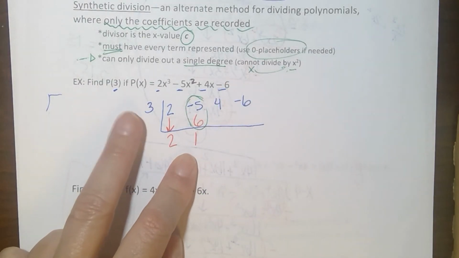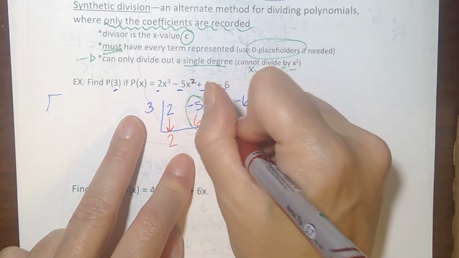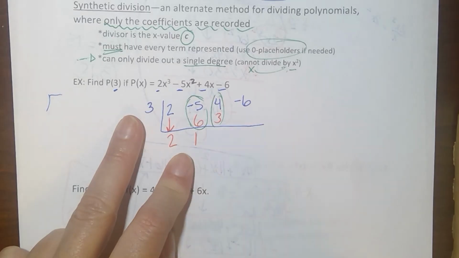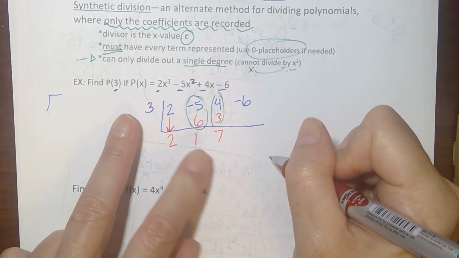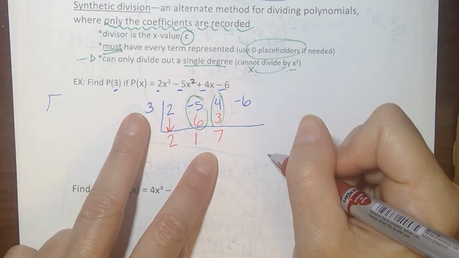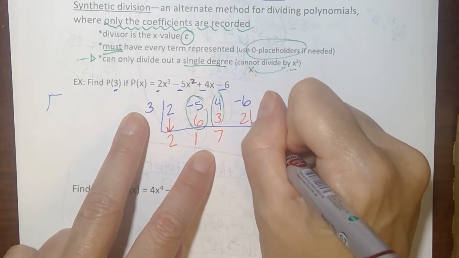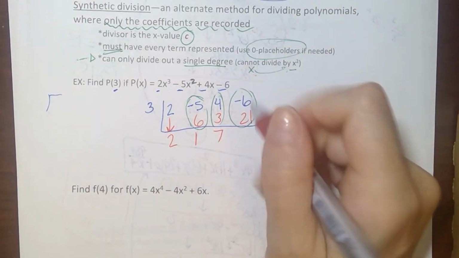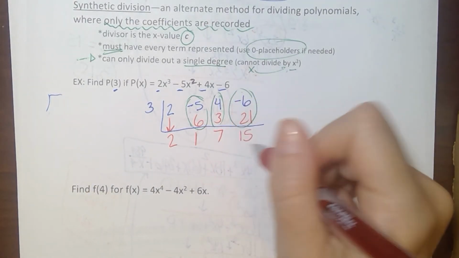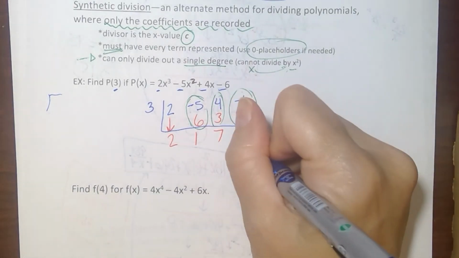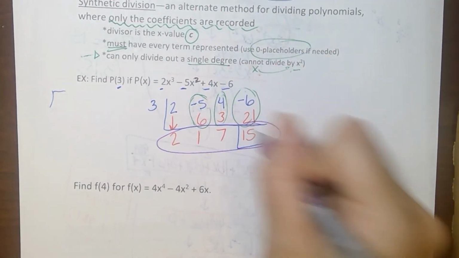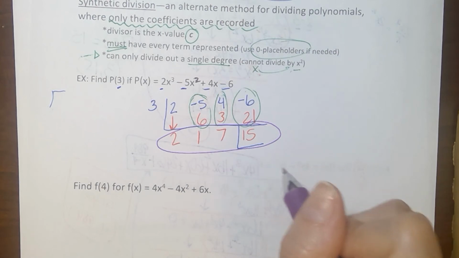Multiply on the outside. My divisor multiplied by this 1 gives me 3. Then I add on the inside. 4 and 3 is 7. Multiply on the outside. 3 times 7 is 21. Add on the inside. -6 and 21 is a +15. Now this last value is always my remainder, so I separate it off. Now I have a quotient with remainder, and I need to interpret that.